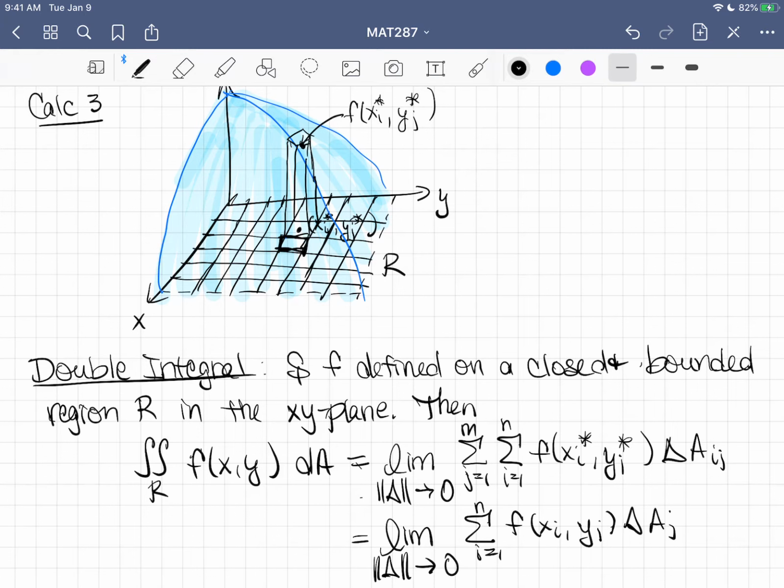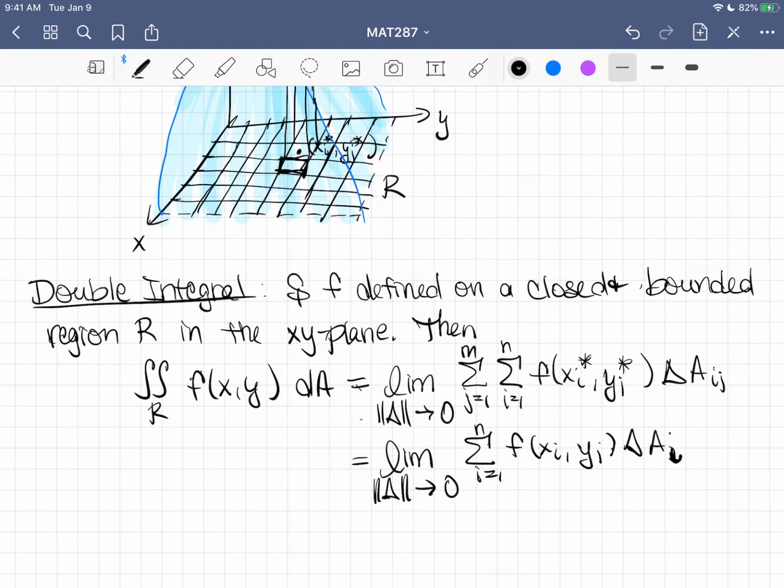So here we're assuming that the mesh we've chosen is size n in both directions, and we're just going to use xi, yi as our point that we're evaluating the function at. All right, so this is the definition of the double integral provided the limit exists.